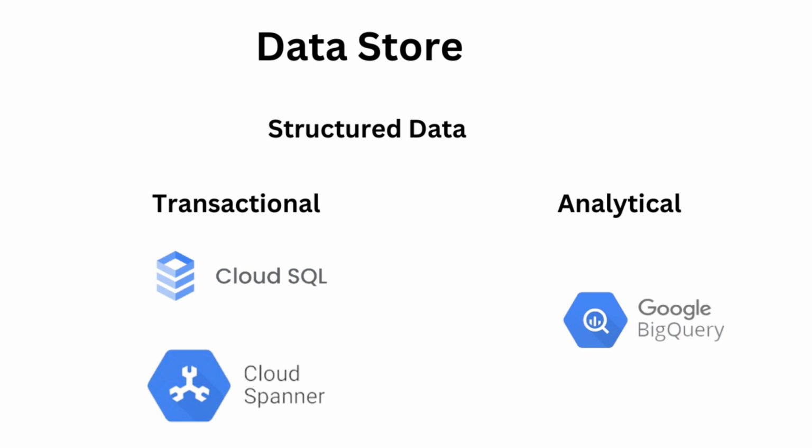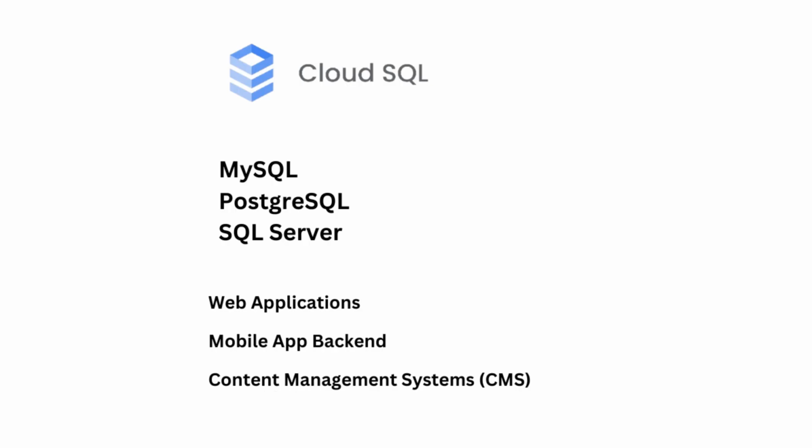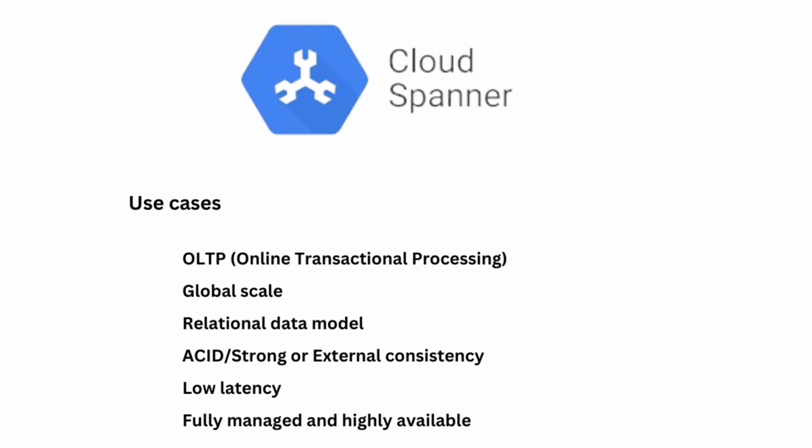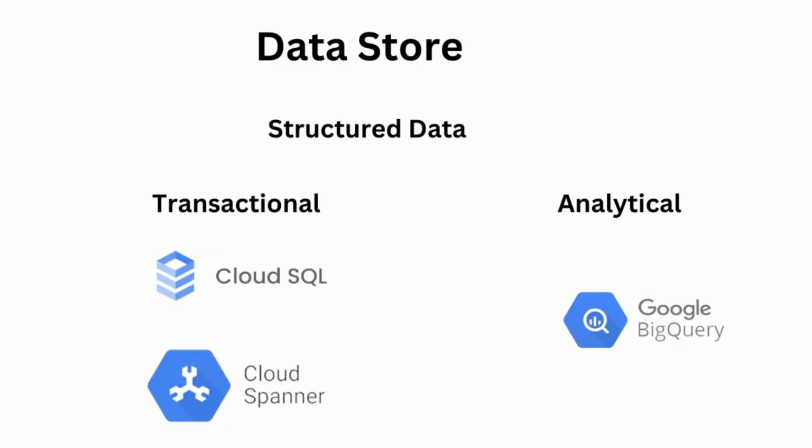If it is transactional data, then you can choose either Cloud SQL or Cloud Spanner. Both Cloud SQL and Cloud Spanner are RDBMS databases. Cloud SQL supports MySQL, Postgres and SQL Server. It supports traditional database features. Cloud Spanner is a globally distributed, horizontally scalable relational database service. It is designed to handle large-scale applications that require global consistency and high availability. If the data is for analytical purposes, you can choose BigQuery. If you need to analyze a large volume of data quickly, and also for real-time analytics and visualizing the data, then BigQuery is a good option.